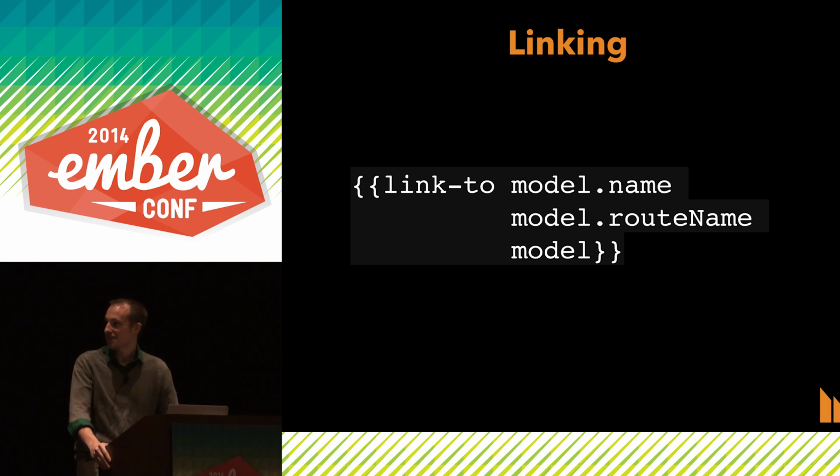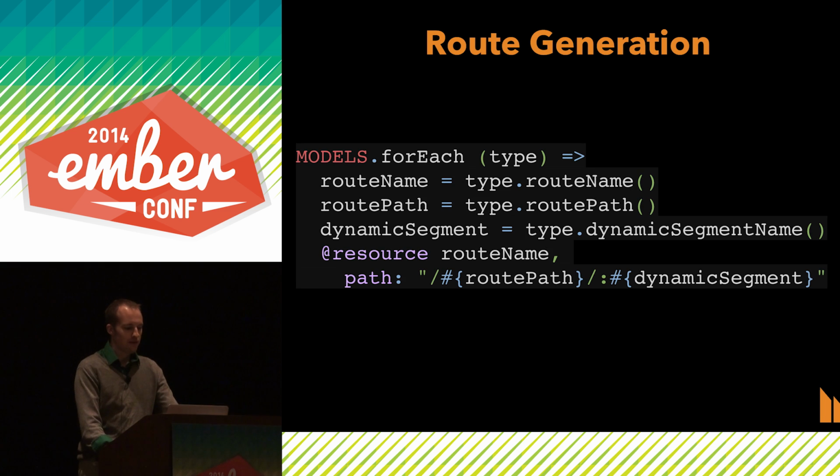So you get to do things like this, link to model name, route name, and model, and that's working code, and it will always work for every single one of my models. It will link to the correct name of the thing and the route, and I don't have to write a custom template for every single thing, or if I reuse it everywhere. Same thing, I do it for route generation, iterate through all the models, and then create their routes dynamically.